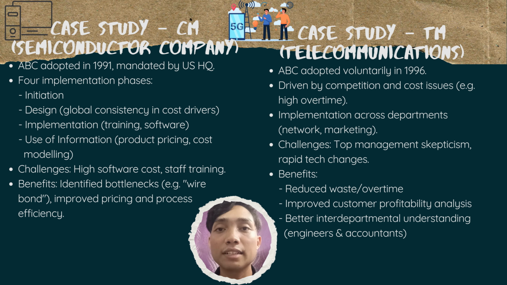Number six is case study for TM, the telecommunication company. Unlike CM, TM, a Malaysian telecommunication company, adopted ABC voluntarily in 1996, motivated by rising competition and internal cost issues like excessive overtime. The system was implemented across several departments, including network and marketing. TM faced challenges such as skepticism from top management and the pace of technological change. However, the benefits were substantial. ABC helped reduce waste and overtime, enhance customer profitability analysis, and foster better collaboration between technical and financial teams.